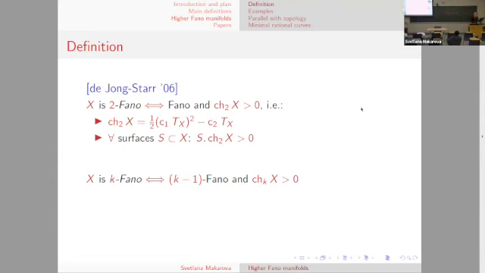Any more questions? Because if we intersect enough times, so if we go up to codimension n, it will be a linear combination of points. And if we intersect any more, we will get 0. It means that the Chern character in degree n plus 1 and higher will vanish. And it means that if X is K-Fano, then its dimension is at least K.